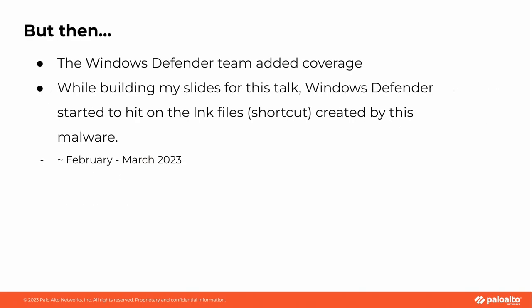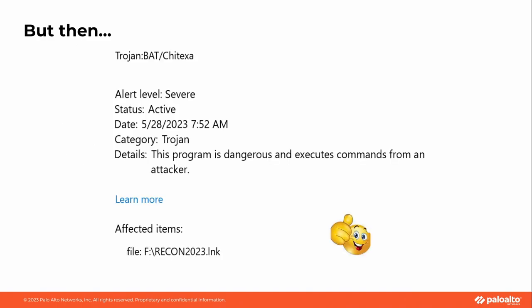Well, something did happen. I was making the slides for this talk, running all my tests, and lo and behold, my VM updated, Windows Defender has new definition files. All of a sudden, Defender hit on my link file. As you can see there, there's the F:\recon23 link. I was like, huh, alert level severe. So this tells me that the Windows Defender team, with their telemetry, is actually seeing this in the wild. And they gave it some name, Trojan Bat Chit Exa.